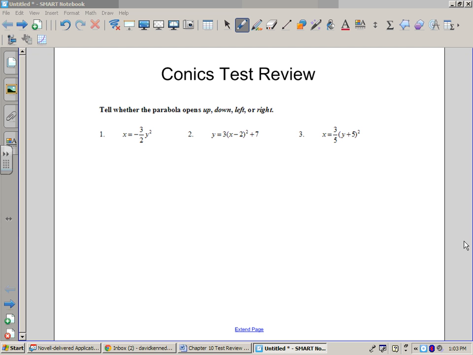All right, the first three questions are to tell whether the parabola opens up, down, left, or right. The first one is in the form x equals ay squared, and so it's going to open right or left. Because the a value is negative, this one will open to the left. The next one is in the form y equals ax squared, therefore it opens up or down, and because a is positive, this parabola will open up. Number 3 opens left or right, it's positive, so the parabola in number 3 opens to the right.